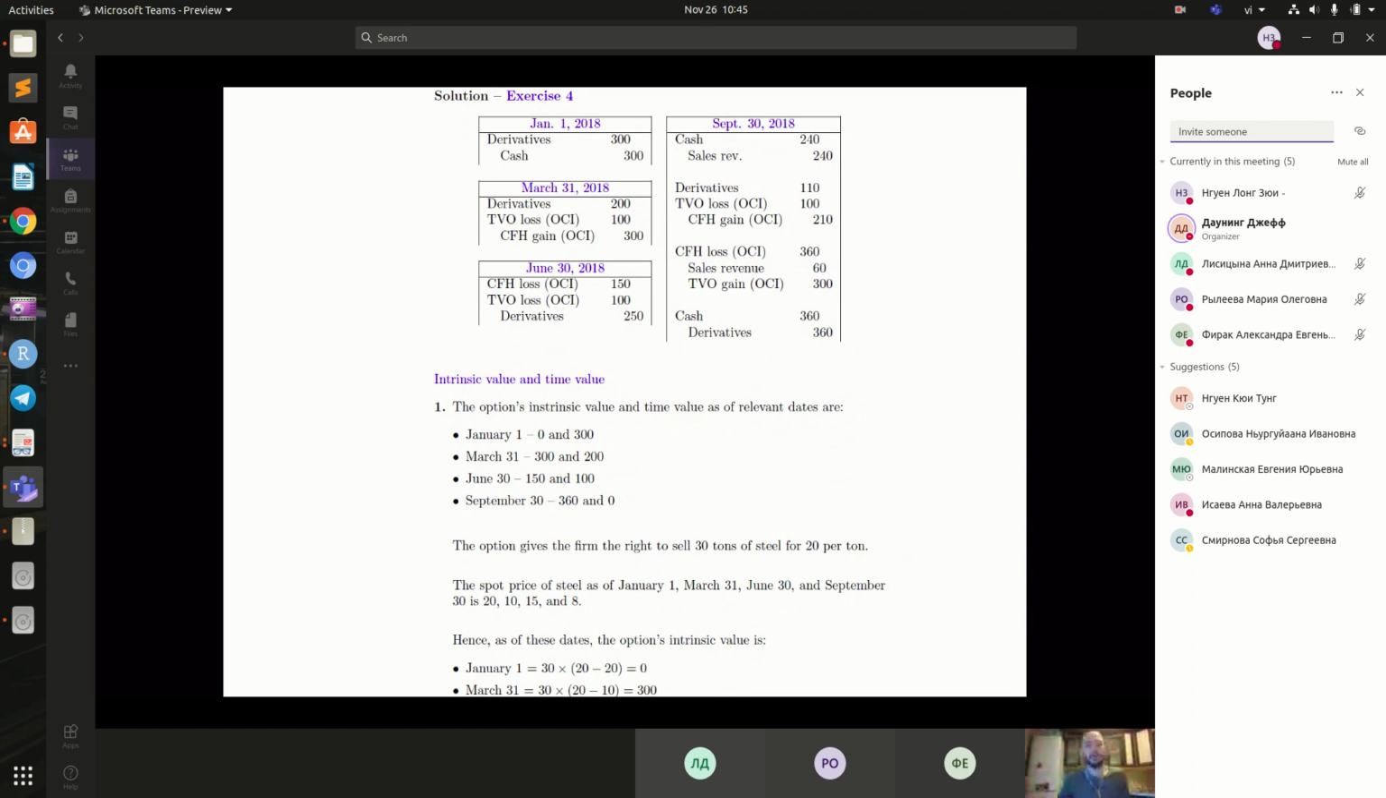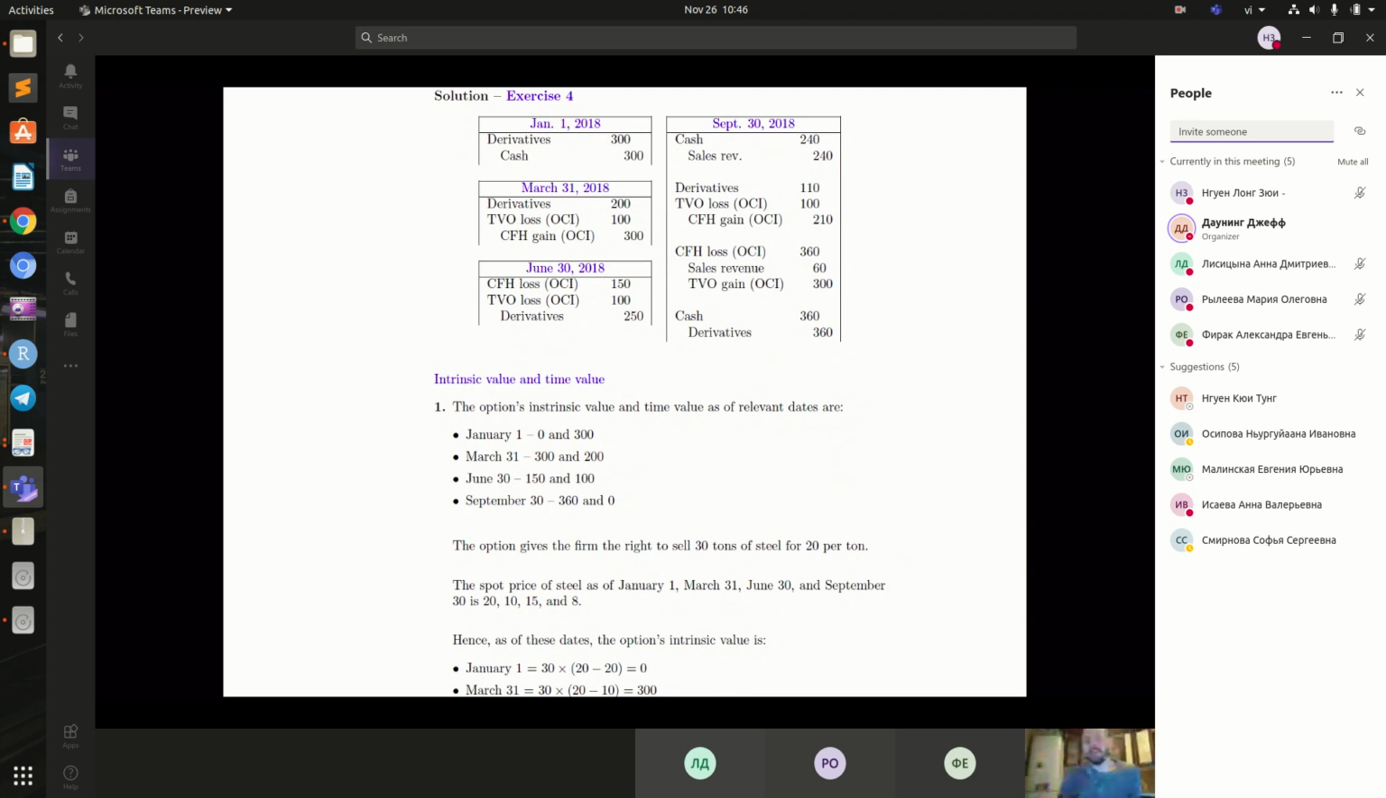For June 30th, 2018, the value of the derivative declined by 250 from 500 to 250, hence credit derivatives 250. This decline in value is divided into two parts. One, intrinsic value, a decline in value of 150 from 300 to 150, hence CFH loss, debit 150. Time value declined by 100 from 200 to 100, hence debit time value loss 100.